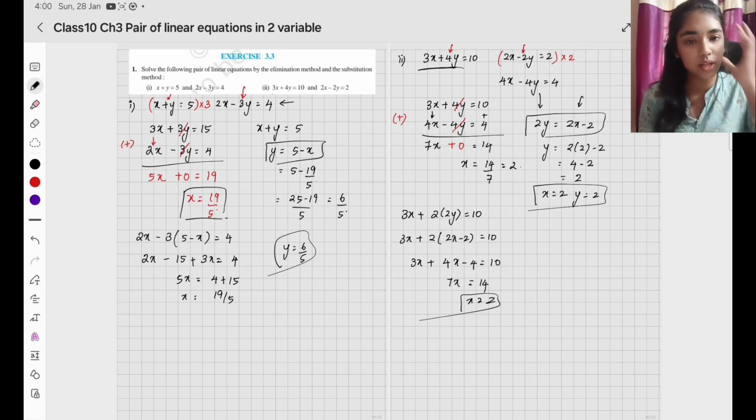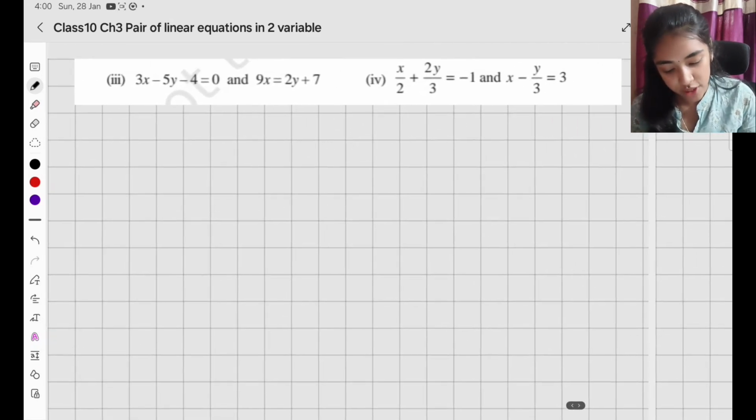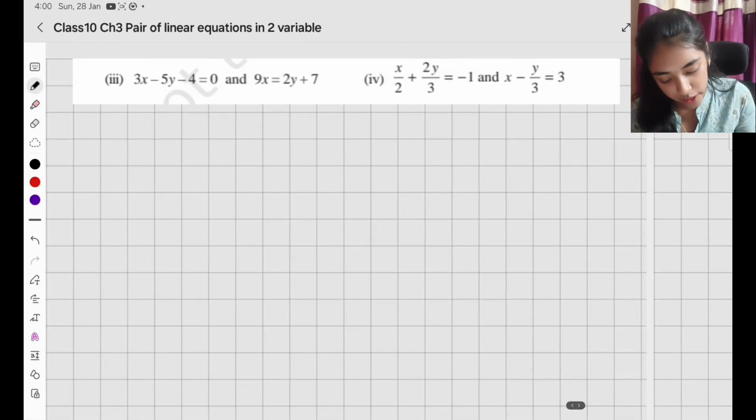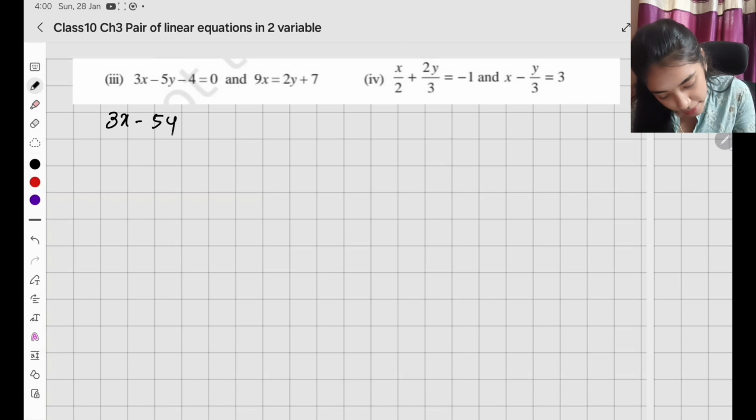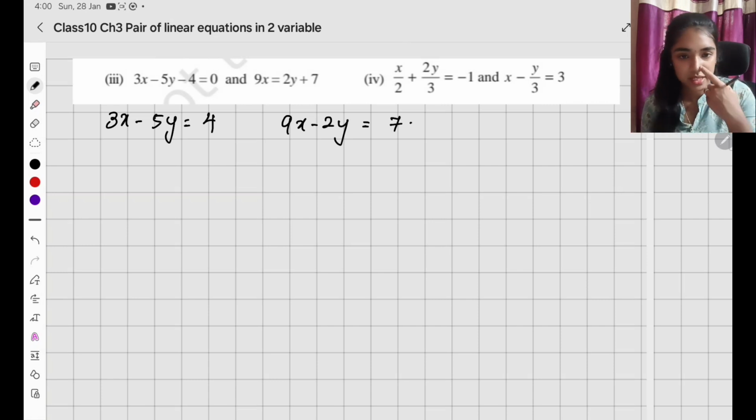Okay, elimination மட்டும் நிறைய practice பண்ணுங்க. Substitution நிறைய போட்டாச்சு. Okay, now third subsection, we have 3x minus 5y equals 4. This is one equation. And you have 9x minus 2y equals 7. Equation first இந்த மாதிரி எழுதிக்கோங்க. இப்போ எதையும் cancel பண்ணலாம். I see 5 and 2. Okay, so நான் என்ன பண்ண போறேன்?